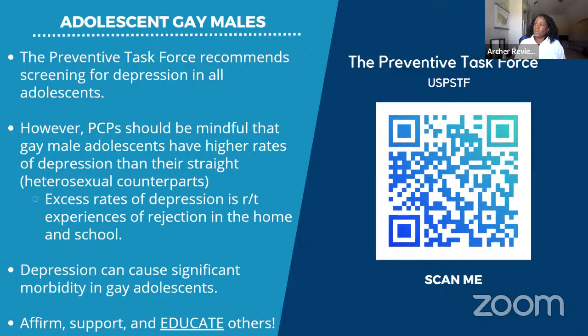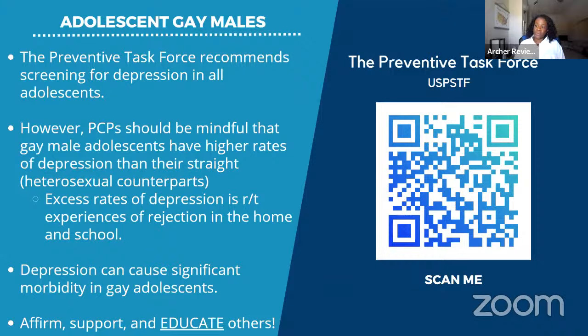The Preventive Task Force recommends screening for depression for all adolescents. However, PCPs should still be mindful that gay male adolescents have higher rates of depression than their straight or heterosexual counterparts. Excessive rates of depression are also related to experiences of rejection in the home and in school. Depression can also cause significant morbidity among gay adolescents, and the morbidity I'm referring to is suicidal ideation or suicide attempts.